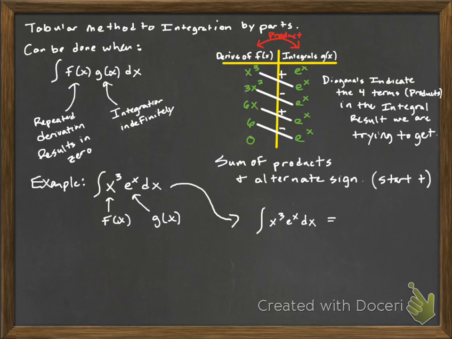So here's the integral of that function. It's equal to, right here are the 4 products that you see the diagonal lines indicating. Now the first one will be positive, second negative, third positive, fourth negative. Here it is. Ta-da! We're done. And that is the tabular method. It really zips you through the process of doing this specific type of integral that we traditionally do by integration by parts. Hope that helps, and look forward to showing you more soon.